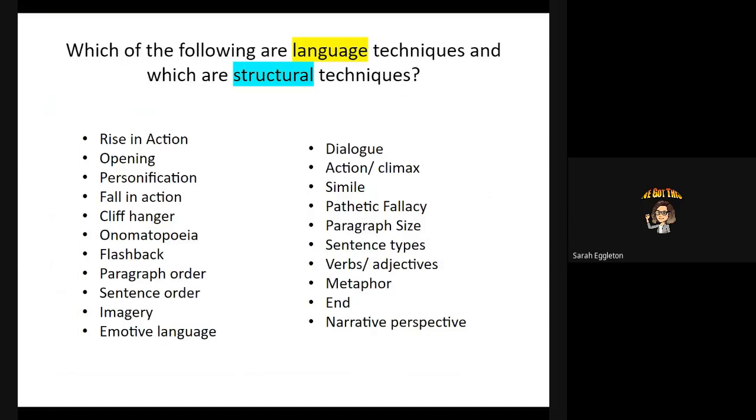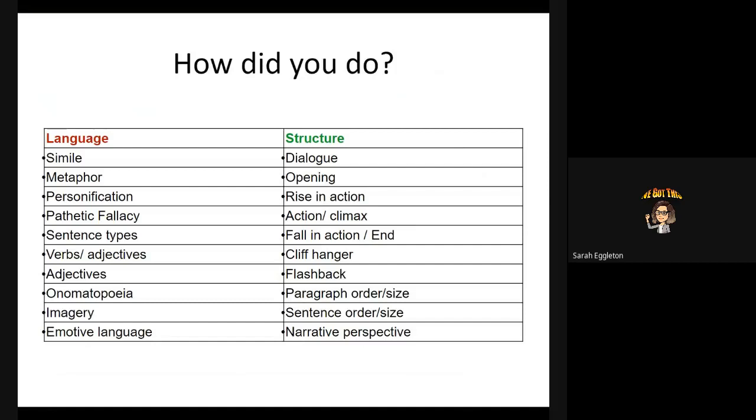Okay, let's have a look. How did you get on? So the structural techniques that you should be thinking about are dialogue, how the text opens, a rise in action, so something that's creating tension or a problem is introduced, action or climax, so something happens or there's a high point in tension, a fall in action where things start to get resolved and then finally an ending, or there's a cliffhanger which leaves us needing more information. It leaves us in a very tense situation.